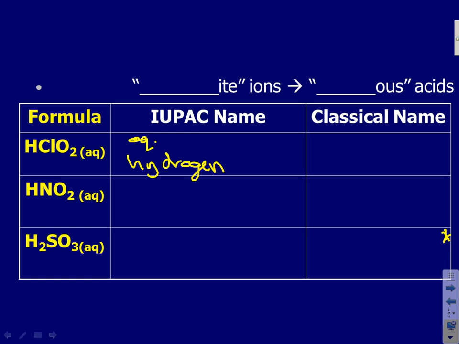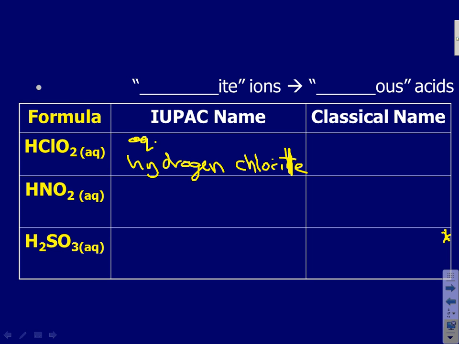And so I can play along. Could someone tell me what the ClO2 is? Amy, what is it? Chlorite. It's a chlorite. I hope it's an ite, because that's what this part of the lesson is about. It's a chlorite. Oops, I put a D there. Ite. So what's the classical name?